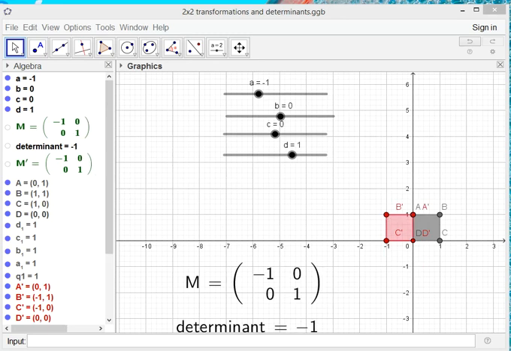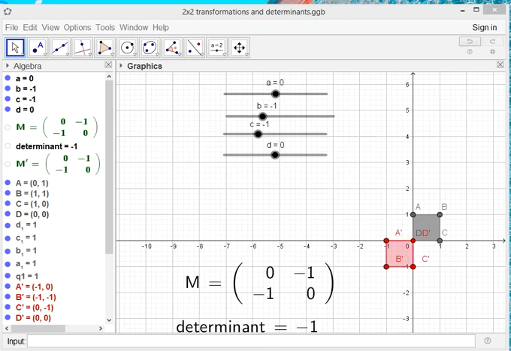Here we are looking at a reflection in the y-axis. And you can see that where we have A, B, C, D going round clockwise, A', B', C', D' goes round anti-clockwise, so the order has been reversed. And indeed the determinant is minus 1. For a reflection in the line y equals minus x, again the determinant is minus 1, and the orientation has been reversed.